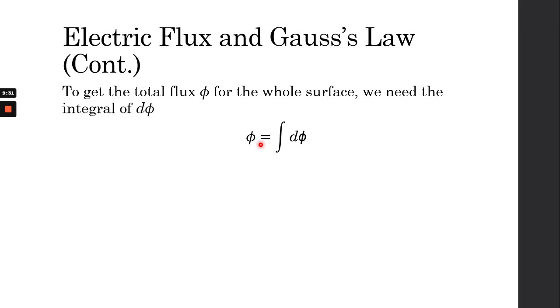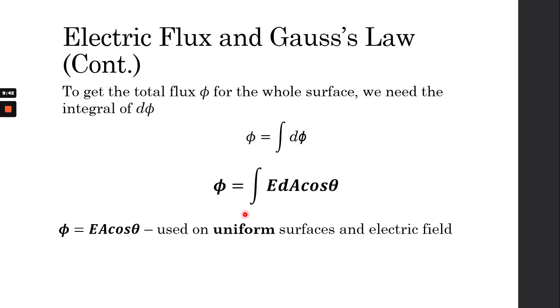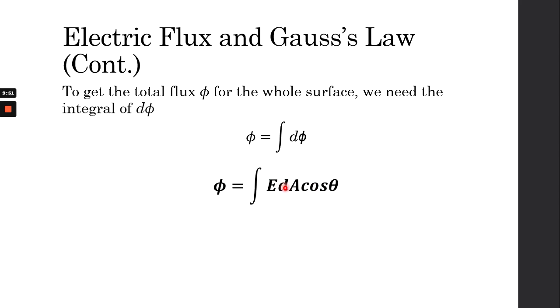And this is how we actually derive the equation, because we know that the differential flux is equal to E dA cosine theta. Having this integral right here, that's how we got the integral form of the equation for the electric flux. So now let's answer the question: how is this different from the vector equation, which we've been using, EA cosine theta? When can we use this, and when can we use this?